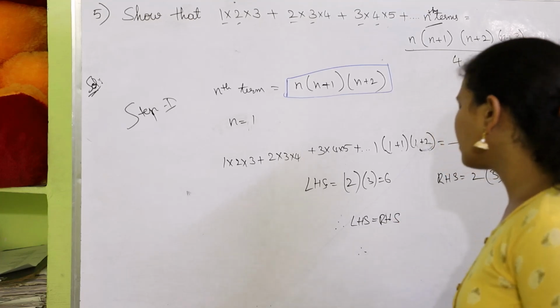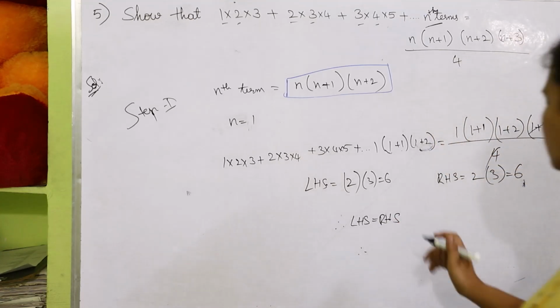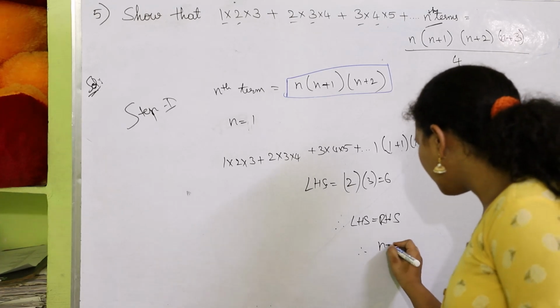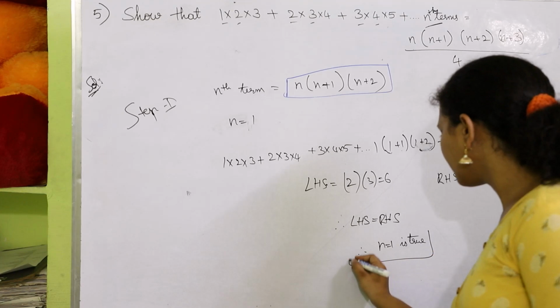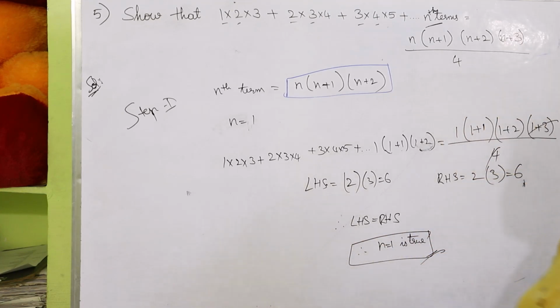So the concluding point, it's very important, guys. What you do, you just write: therefore N equal to 1 is true. Clear? This is the first step, guys. Let me go for the second step.